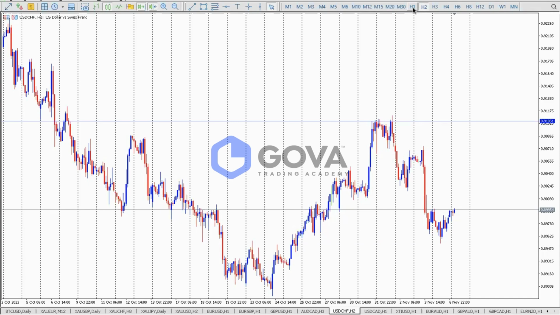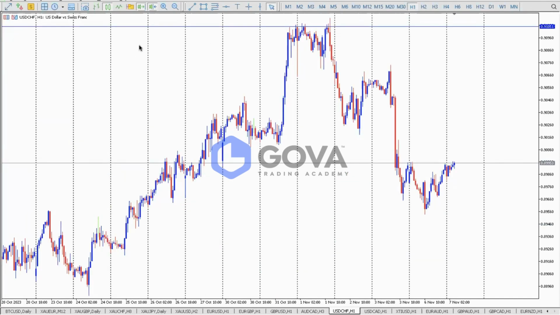Sometimes if you switch to the H1 time frame, for example, you are able to see two zones. The first zone is here. The other zone is also here. It means that we have two zones around the same area. This is zone 1 here, and this is zone 2 here.